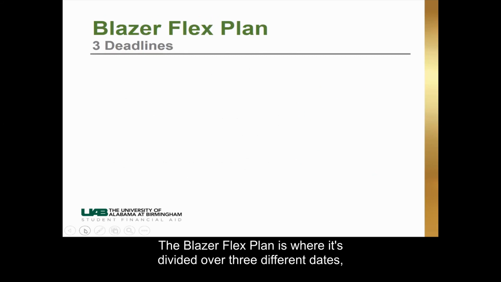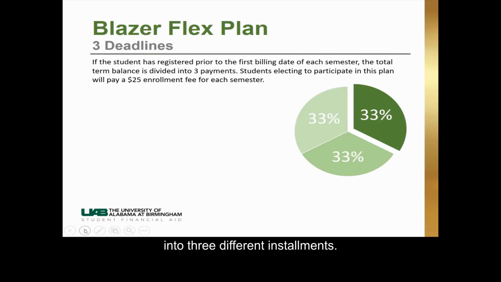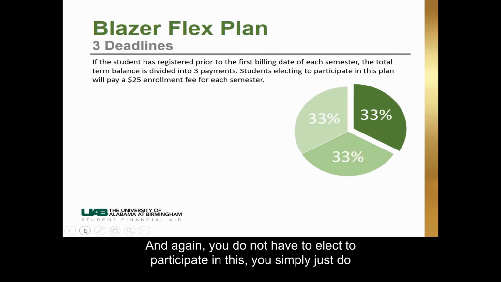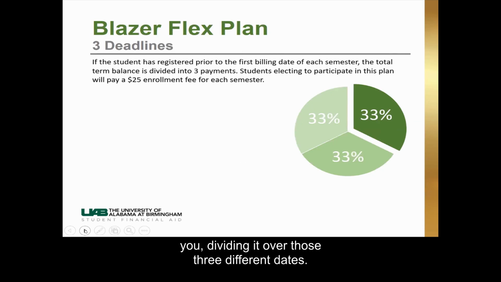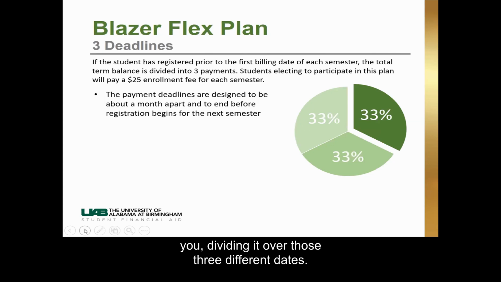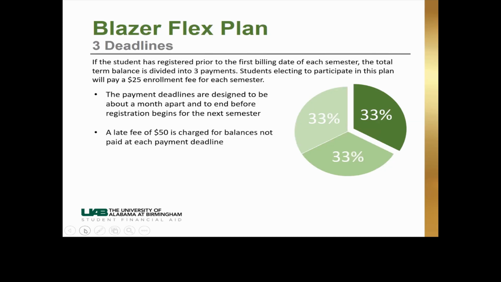The Blazer Flex plan is where it's divided over 3 different dates into 3 different installments. There is a $25 enrollment fee for this, and again, you do not have to elect to participate in this. You simply do not pay 100% of your account balance, and then we take care of the rest for you, dividing it over those 3 different dates.